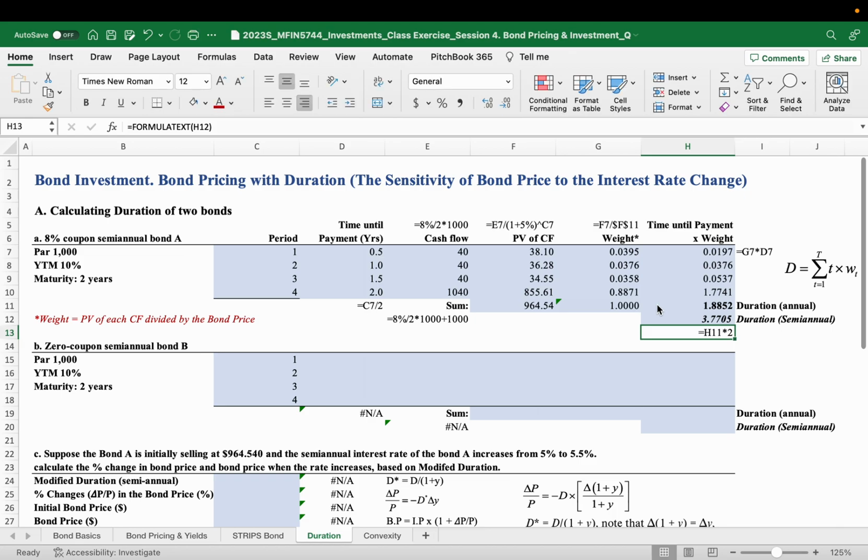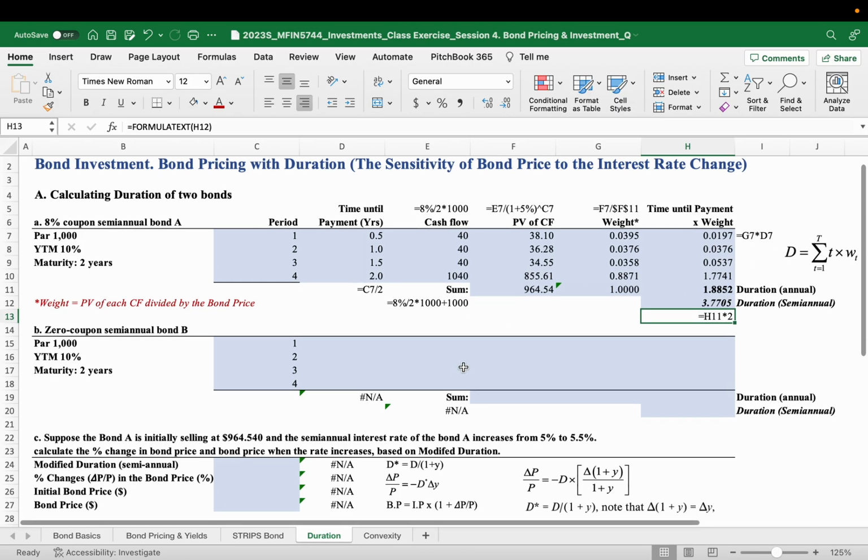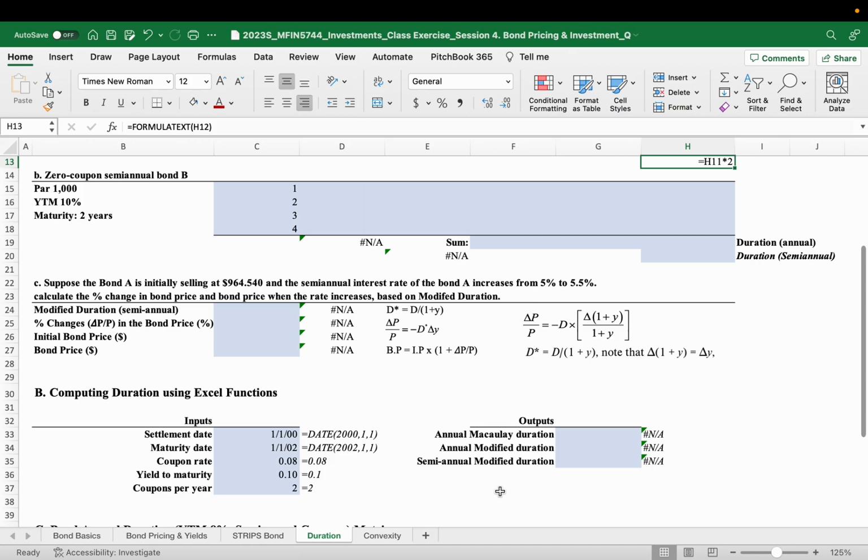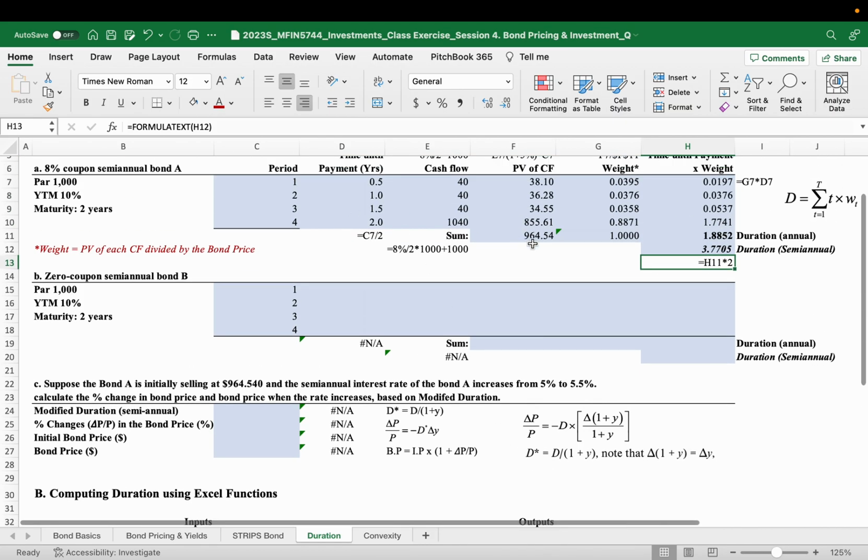We are not going to use the spreadsheet, because yes, we can calculate by some Excel function, but you need to understand this process, right? So finally, we got this sensitivity duration.